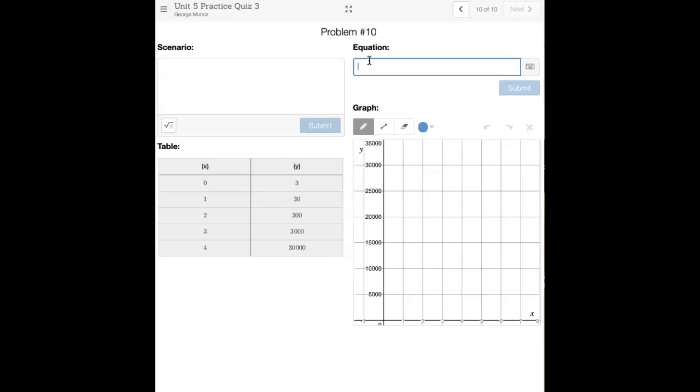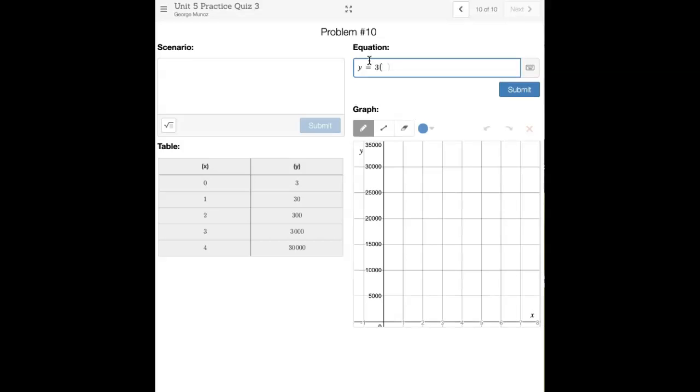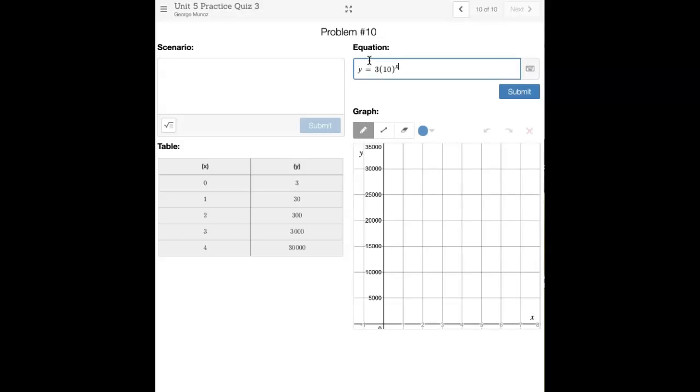Right, if it's multiplying by 10, it's definitely exponential, which makes it y equals a times b to the x, where a is the initial value, 3. B is the rate of change, that is the multiplicative rate of change, since it's multiplying by 10, and to the x power. So y equals 3 times 10 to the x power. Let's go ahead and graph.